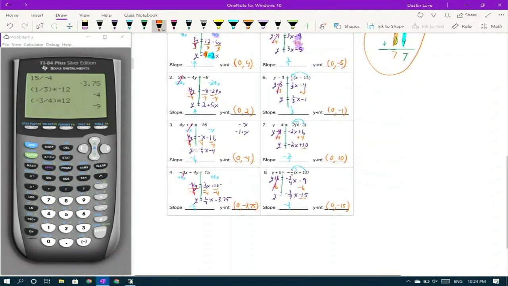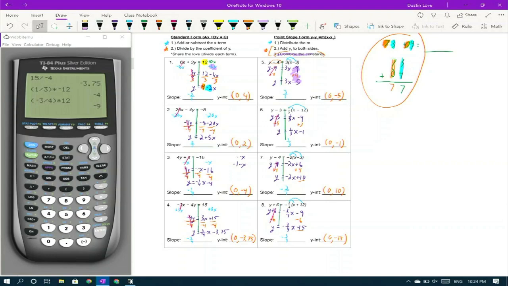So once again, I hope you're seeing exact same process all the way down, which means I could give you any standard form and any point slope with any numbers, and all you've got to do is those same 2 steps over and over and over again, which you're going to have to do on your assignment.